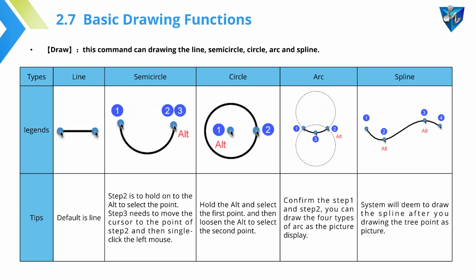For the spline, you can see from these pictures, you can right-click the mouse to select the first point and press Alt to select the second and third point, and then loosen Alt to select the fourth point. Let me show you in ZW3D.